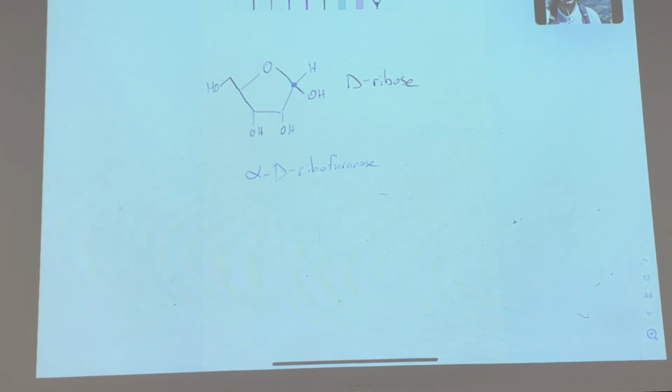Okay. The other thing we need to be able to do, in addition to naming these, is convert these. Meaning, if I give you an open chain form, you need to be able to draw the proper cyclic form. It turns out that's pretty easy to do if you follow 2 rules. All right, so let's go back to glucose for a minute. Well, let's switch it up. Let's deal with mannose.